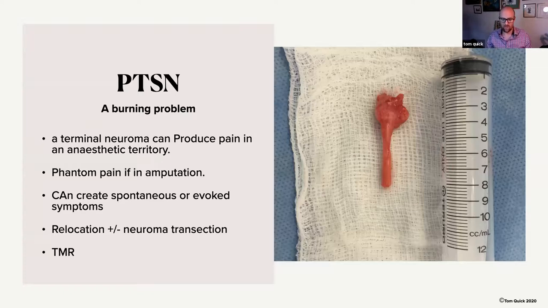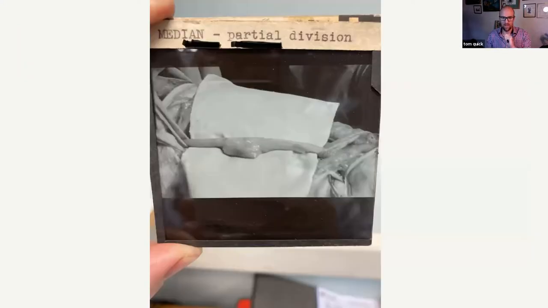And then there's this concept, surgical technique of targeted muscle reinnervation, TMR. That's a concept whereby instead of leaving the nerve to grow a little mushroom neuroma like that, we can tell the nerve to try and grow into muscle, physically take those axons and grow them into muscle rather than leave them just to create a stump. Here's a neuroma in continuity.